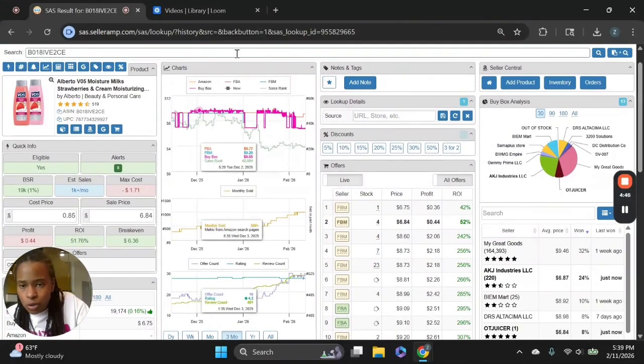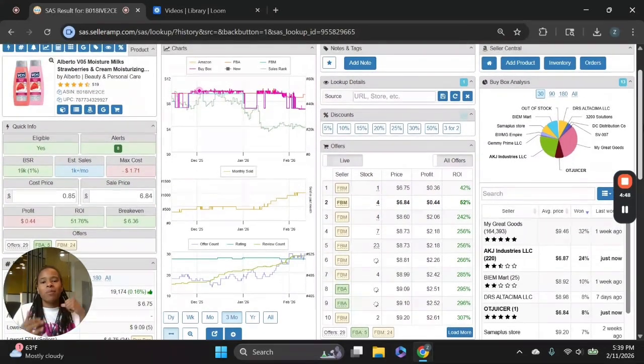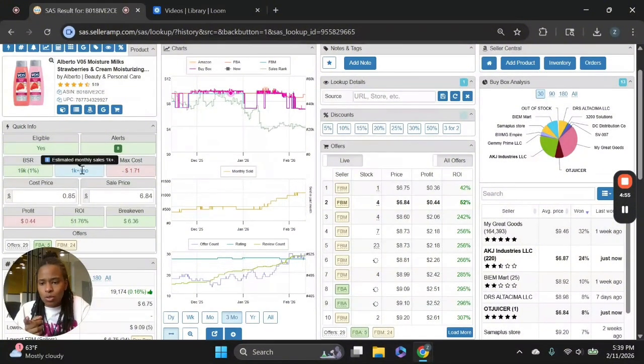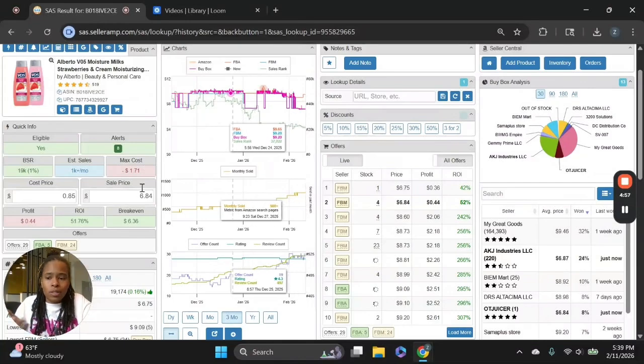Going over here to charts, right? This is the bread and butter for your business. Let me tell you guys, I'm going to tell you right now, I don't really check this monthly sold part right here because it's usually right here, so there's no reason for me to go and look at it.